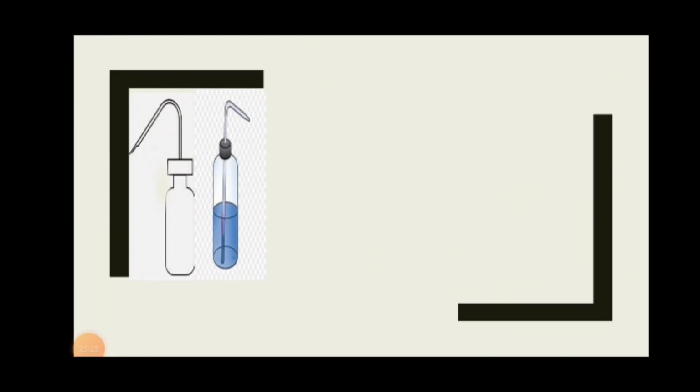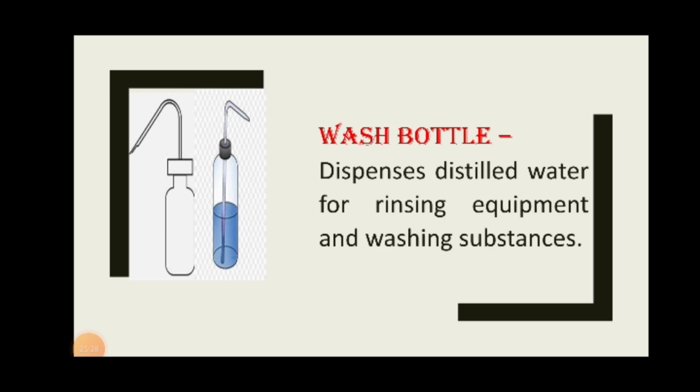Yes, this is a wash bottle. A wash bottle dispenses distilled water for rinsing equipment and washing substances. Actually, that's not only for rinsing. If you need additional liquid or substances or distilled water in your experiment, just pour it using the wash bottle. You have to label it, that is, distilled water or whatever kind of water you put in your wash bottle. Maybe tap water, it's different from distilled water, so you have to be careful about it.